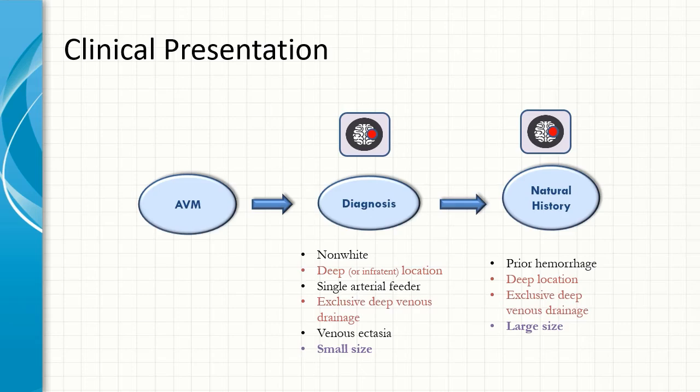Some things are the same, the deep location, the exclusive deep venous drainage, but you'll notice that the size is different in each of the categories. That may be because patients with a small AVM that ruptured at diagnosis is often treated surgically, and patients would be removed from a natural history study.